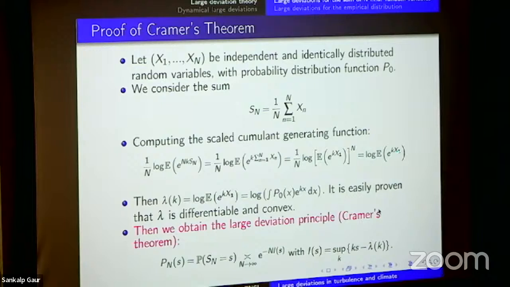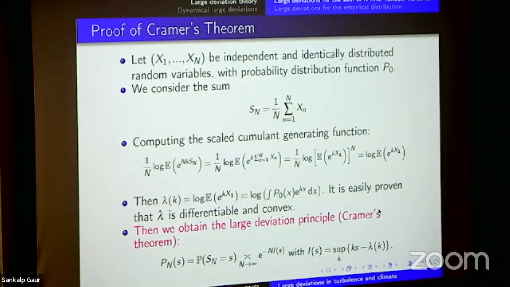So here it was extremely easy. It's two lines of computation to show that the scaled cumulant generating function is this formula. Then you can prove easily that lambda is differentiable and convex. And then this gives you immediately the large deviation rate function that I gave you as a result. And this is what is called Cramér's theorem. So it's a very easy recipe to get the result.